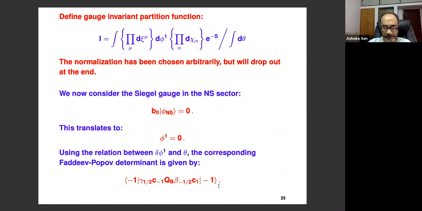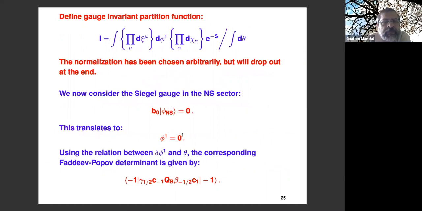So this is what I've said. So this is a Faddeev-Popov determinant, once you set the phi 1 equal to 0 gauge.